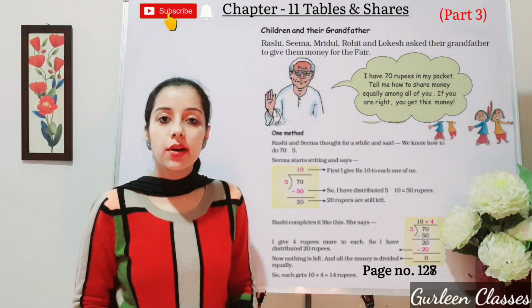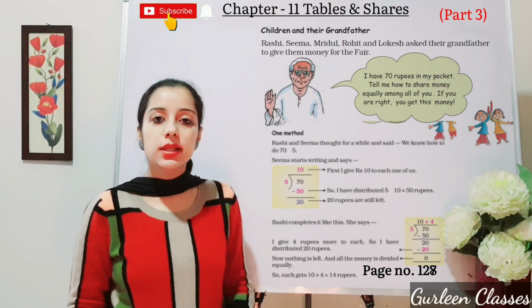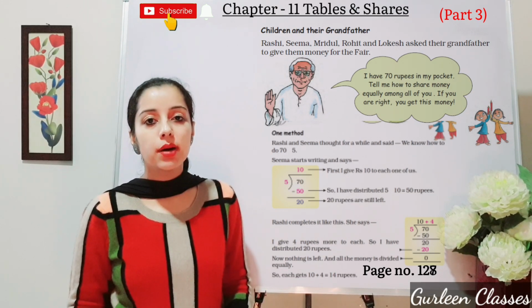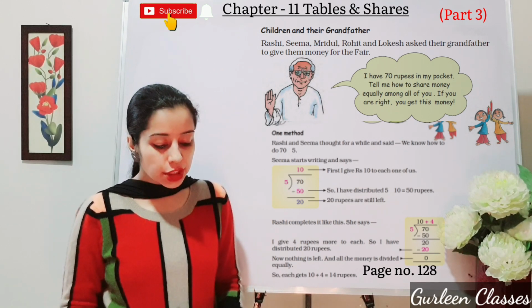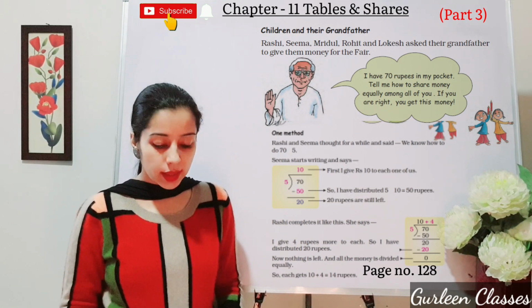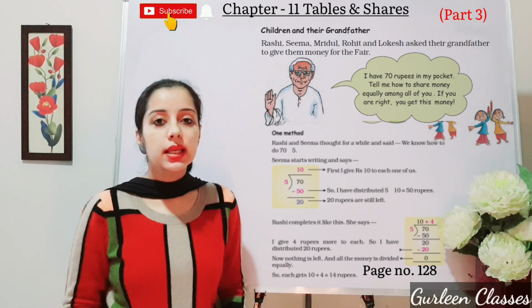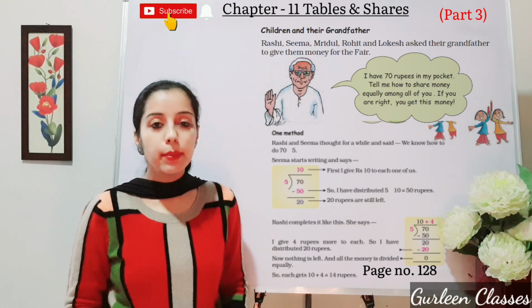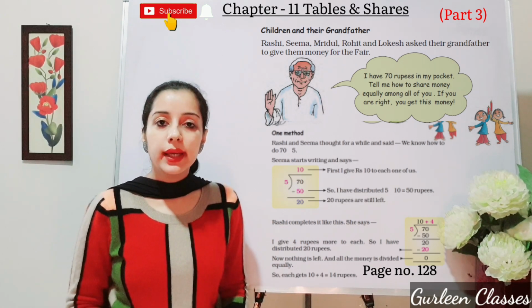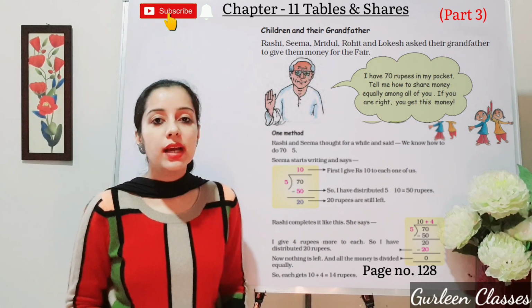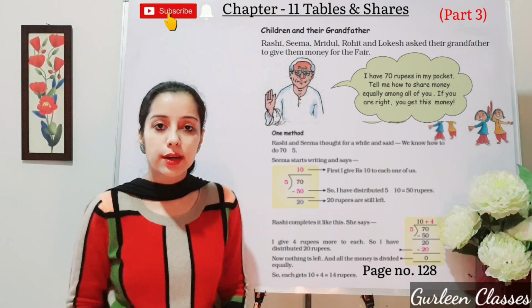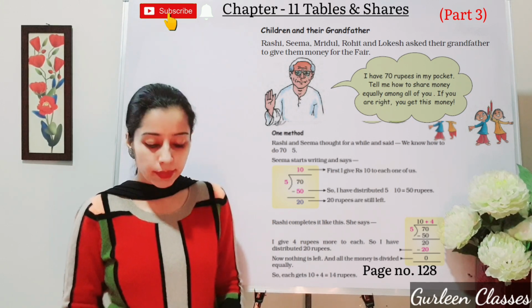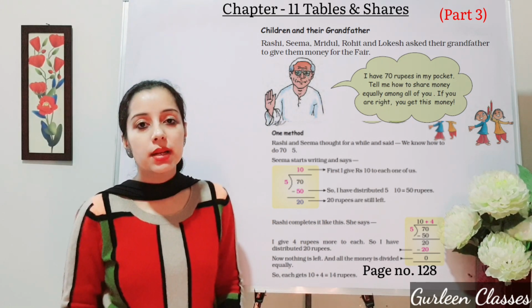Next topic, children and their grandfather. So this topic is there in your book, page number 128. So now let us read together. Rashi, Seema, Mridul, Rohit and Lokesh asked their grandfather to give them money for the fair. Fair means Mela. So these 5 children, they asked money from their grandfather for the fair. So what grandfather said? I have 70 rupees in my pocket.